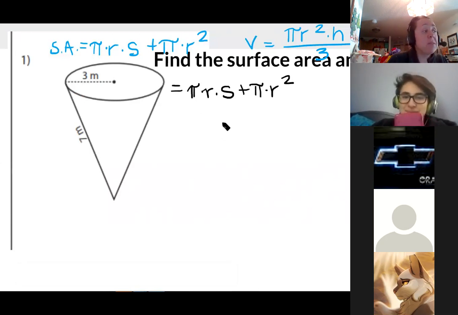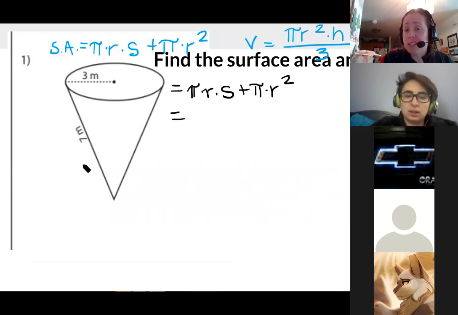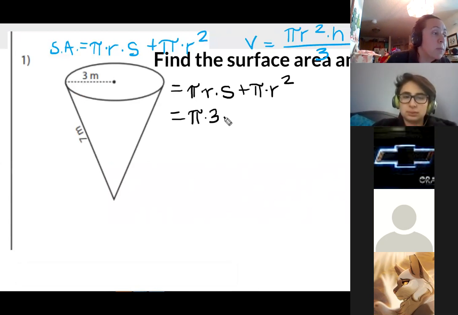Okay. And then we're going to fill in our values. What's my radius here, guys? Which one's my radius? 3. Good. So we're going to go pi times 3. What's my slant height? 7. Okay, Alexis, no problem. Just watch the recording, okay? And it would be 7.